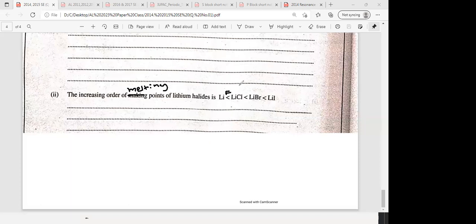Okay, what are the factors? Now this is melting point. Melting point highest, lithium iodide or lithium fluoride? Is this false or true? First tell me, previous and true. This one is false. Why false? Melting, all these are ionic. All these are ionic.